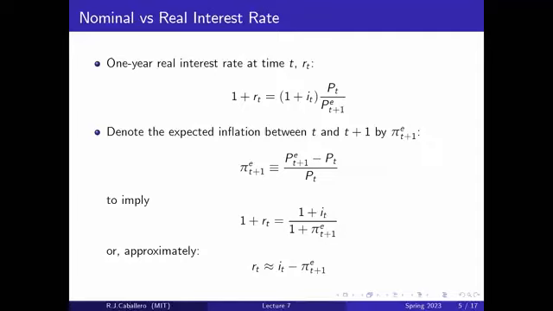So now I have a relationship. If the interest rate and expected inflation are not too high, as happens in most countries, but not a few around the world, then this implies approximately that the real interest rate is approximately equal to the nominal interest rate minus expected inflation. I'm just taking approximations here.